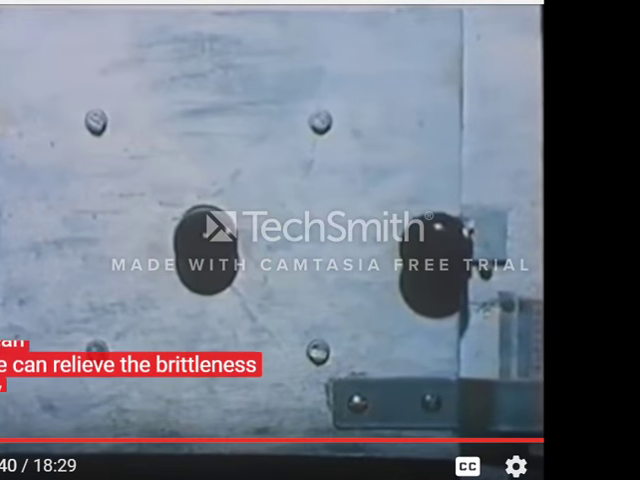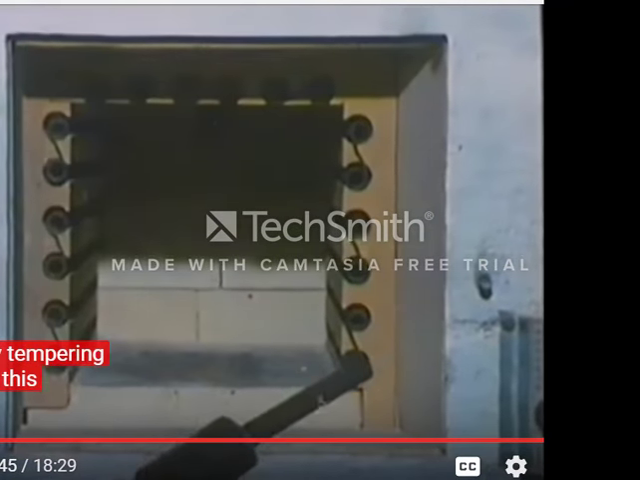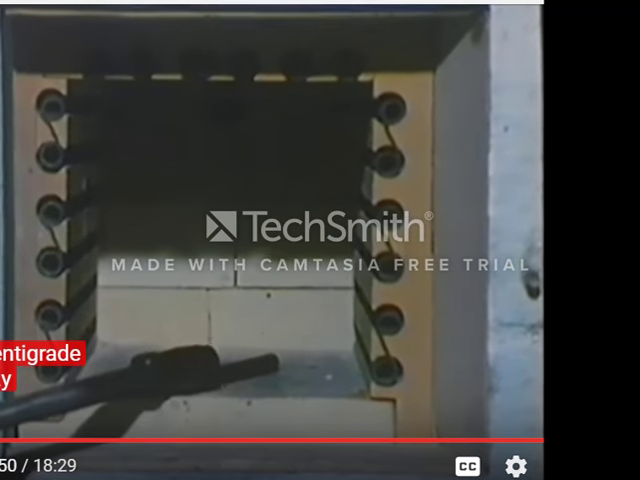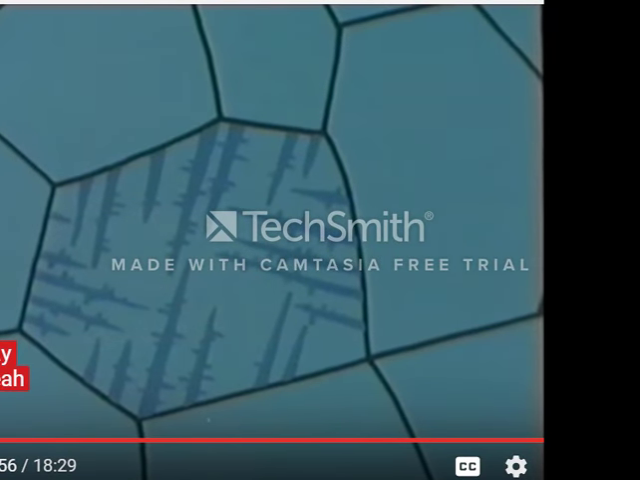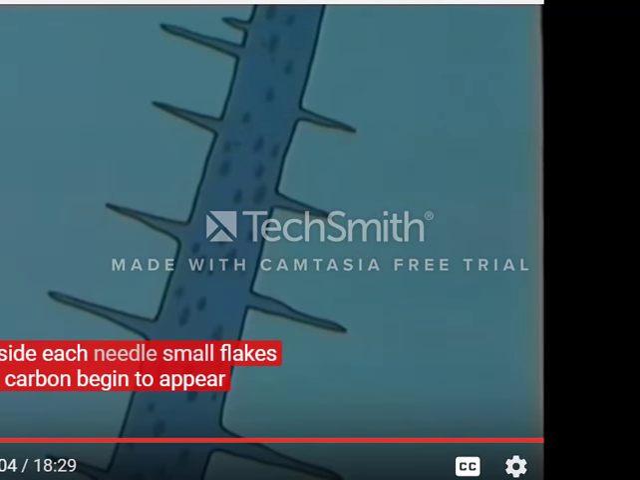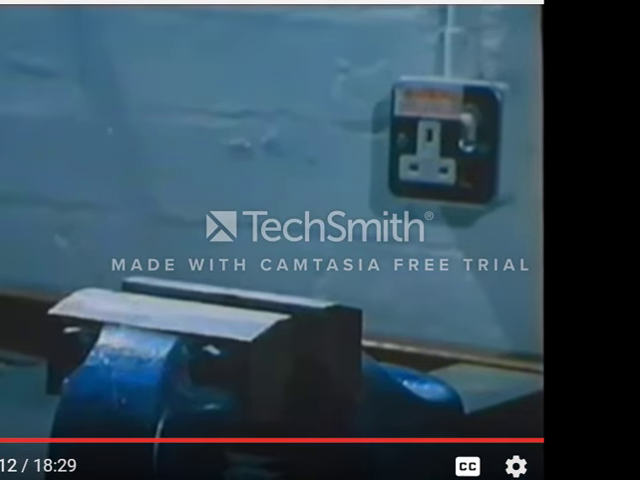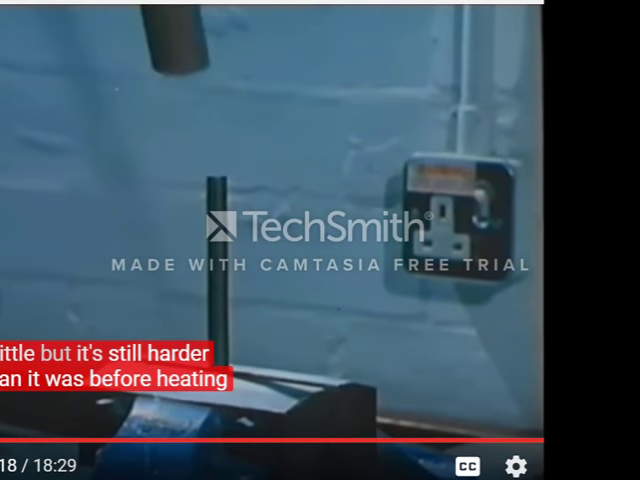We can relieve the brittleness by tempering. In this case, we're going to temper at about 500 degrees centigrade. Tempering modifies the structure of the needles. Inside each needle, small flakes of carbon begin to appear. Now the steel is much less brittle, but it's still harder than it was before heating and quenching.